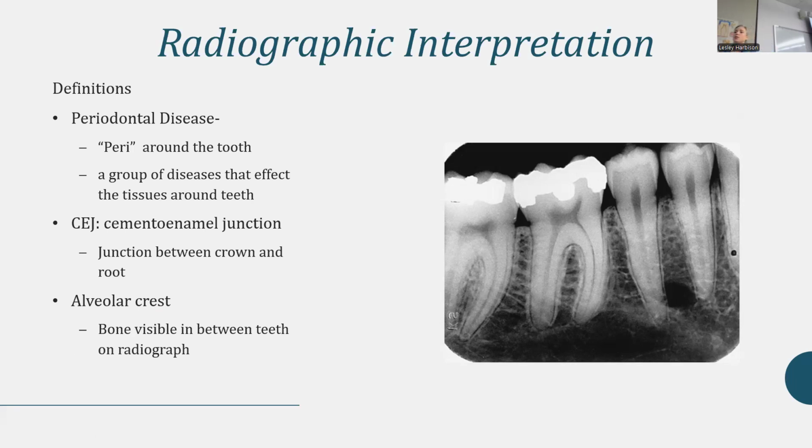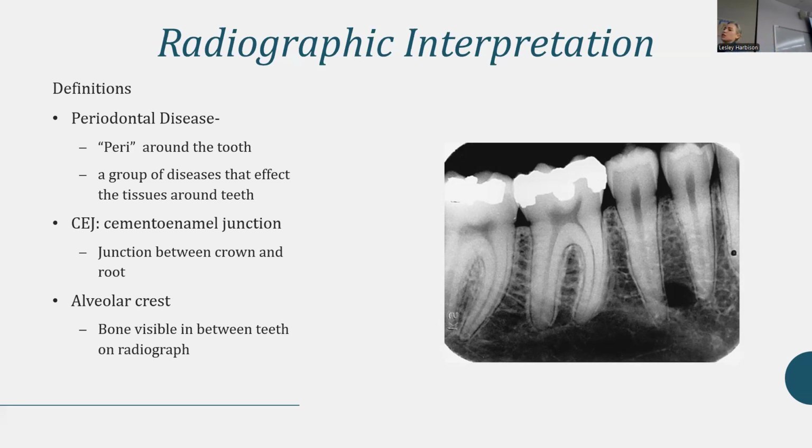Okay, radiographic interpretation. So the definition of periodontal disease, peri is around the tooth, a group of diseases that affects tissue around the teeth. So all the little connective tissue fibers, the collagen fibers, the fibroblasts, the bone, all the things, and you'll learn about all of them in perio. But all of that is the foundation of the tooth. So your tooth itself could be marvelously healthy, but if the foundation is crumbling, then that's a bad thing.